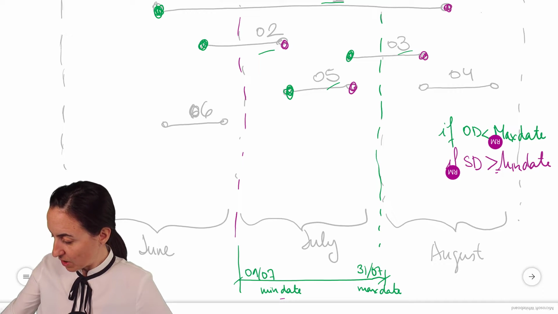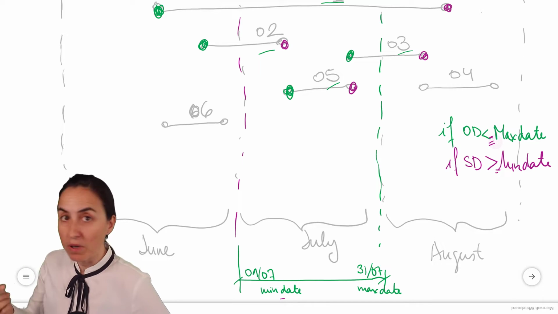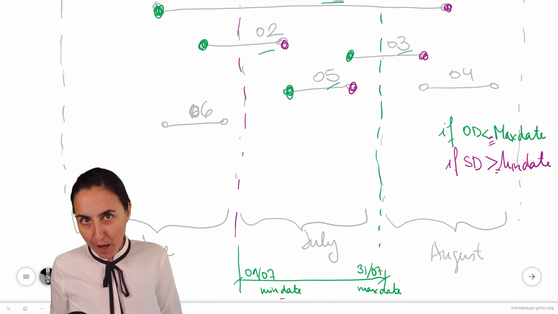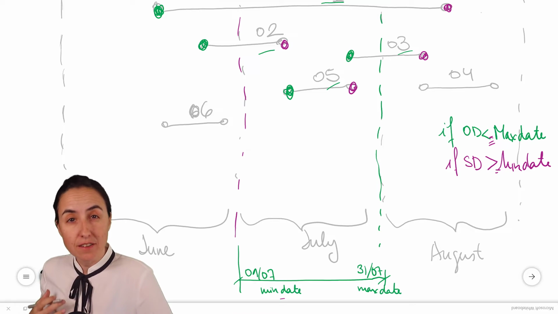So if our shipping dates are bigger than our min date, then we are still capturing our open orders. This is equal and this is equal. Obviously, we want to capture also on the date. Maybe you decide and you say, okay, so what happens with 04 and 06 that should not be included?